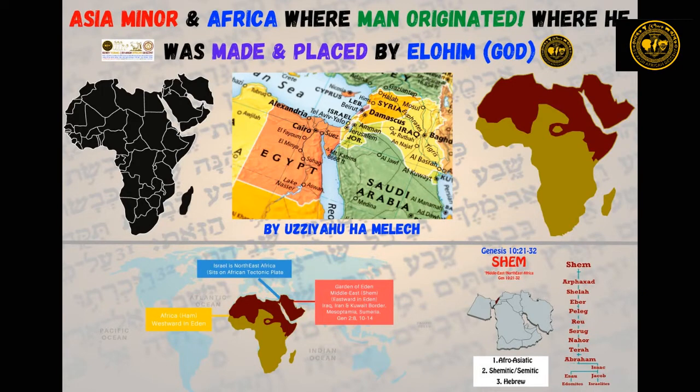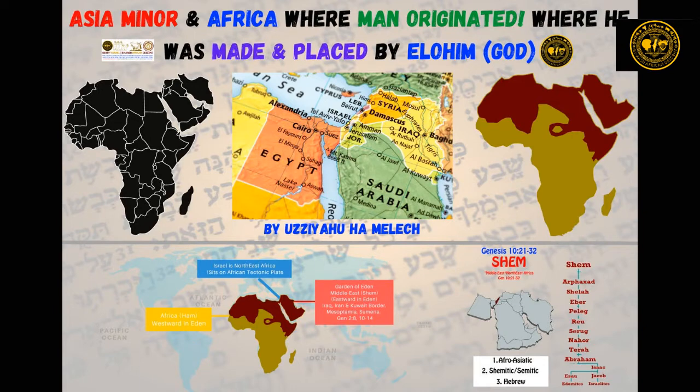Again, this is just to show you, Israel is in Northeast Africa, sits on the African tectonic plate, right? Africa will be Ham, that's westward of Eden. The Garden of Eden's Middle East, Shem, right? Eastward in Eden, the Iran, Iraq, and Kuwait border, Mesopotamia, Sumeria, Genesis 2:8 and Genesis 2:10 through 14, right? And then you have Shem, Genesis 10:21 through 32. You have Shem, which is the Middle East. They're northeast Africans. I'm sorry.